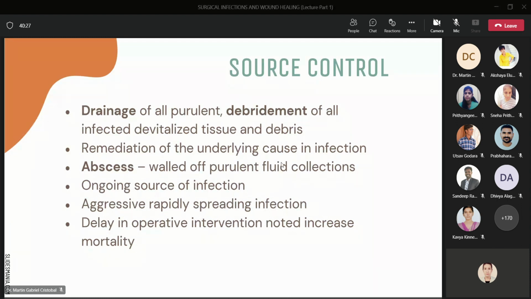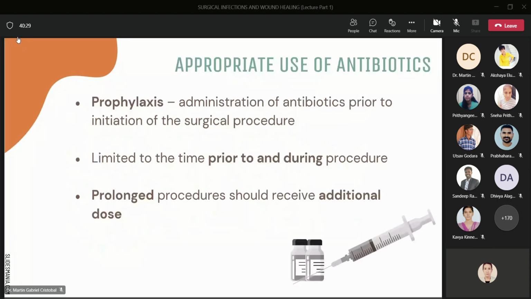Next, we have the appropriate use of antibiotics. First, we have prophylaxis. This is administration of an antimicrobial agent or agents prior to the initiation of a surgical procedure to reduce the number of microbes that enter the tissue or body cavity. This is limited to the time prior to and during the operative procedure. And for prolonged procedures in which the duration exceeds the half-life, the patient should receive an additional dose of antibiotics.